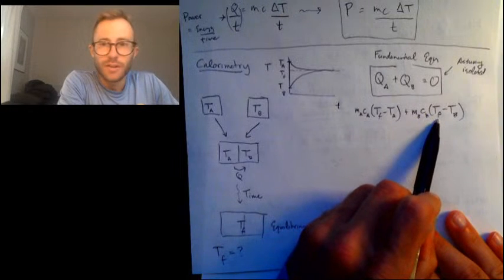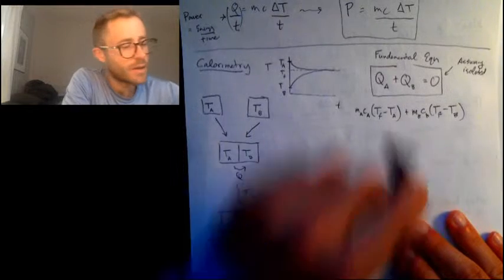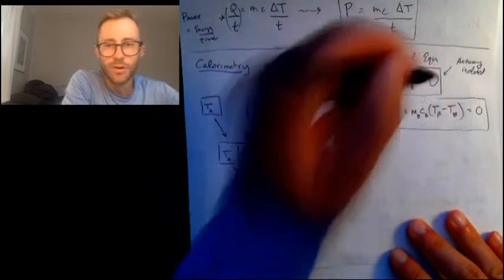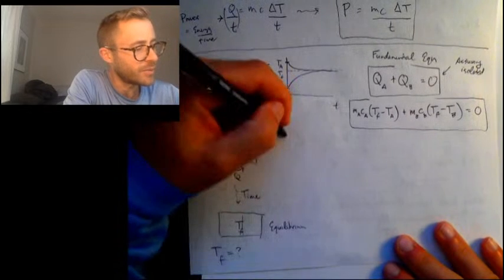And so you can see that they have the same final temperature because they reach equilibrium. And those have to add up to 0. Okay, so this is kind of our master equation for calorimetry, for predicting the final temperature. All right, so let's do an example.